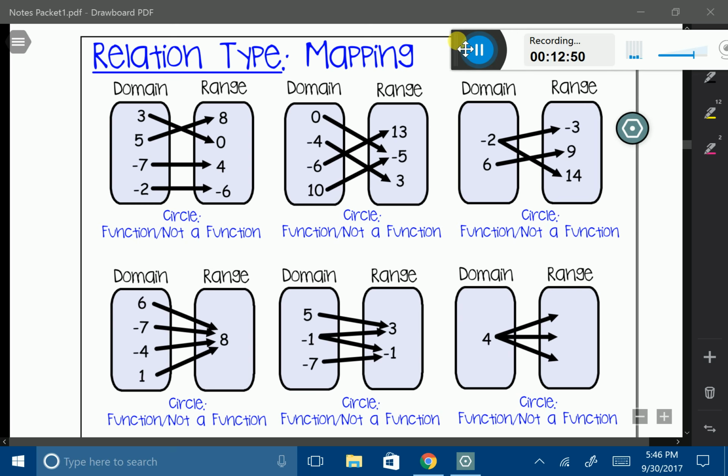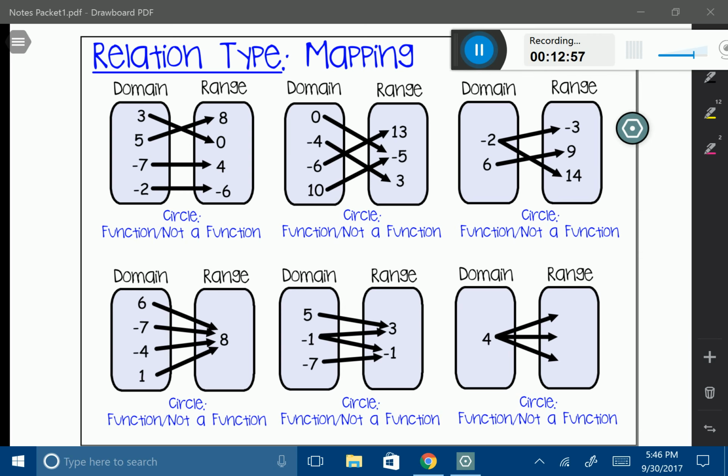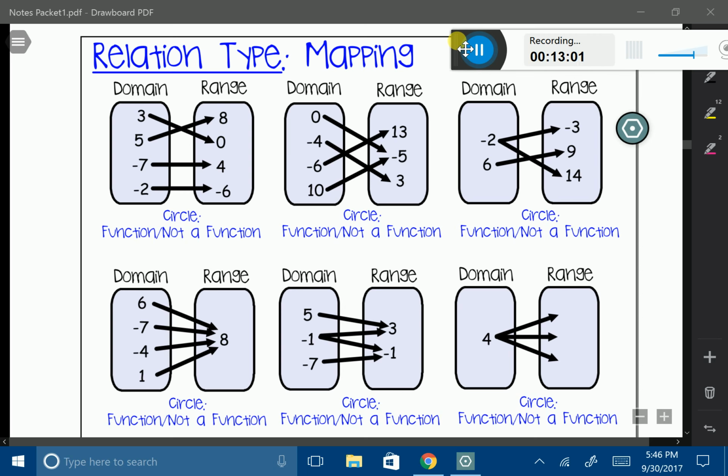So if we look at our first example here, we want to know, is this a function or not? If our domain values are 3, 5, -7, and -2, let's look at where each one is going. The 3 is going to the 0, the 5 is going to the 8, the -7 is going to the 4, and the -2 is going to -6. Each one of those x values is going to its own distinct range value. And therefore, my domain values are not repeating. 3 is not going to 8 and 0. So therefore, this is a function.